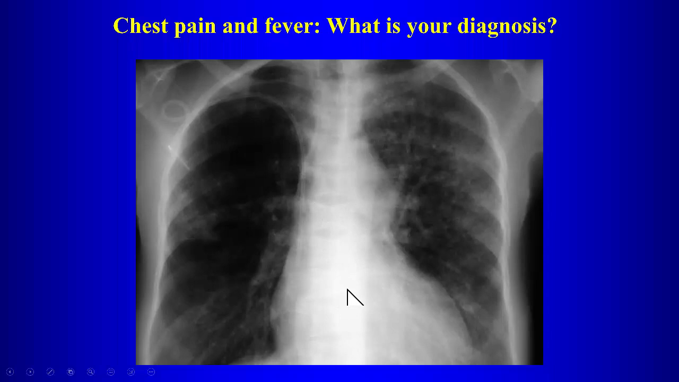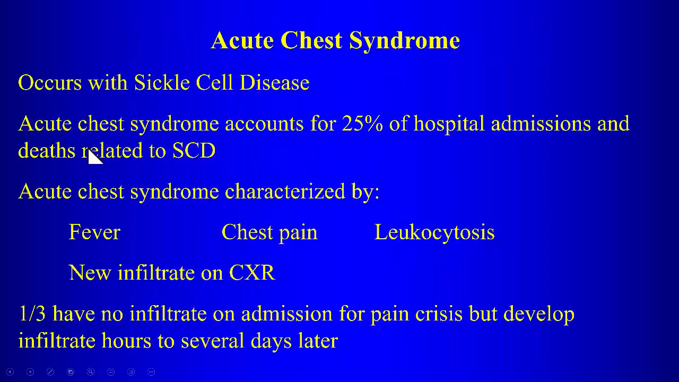Like I said, often the ER may not give you that history, so you have to be able to pick up some of the findings associated with sickle cell disease yourself. Right? So then this would be acute chest syndrome from sickle cell disease. So that accounts for 25% of hospital admissions, fever, chest pain, leukocytosis, new consolidations on the chest radiograph.